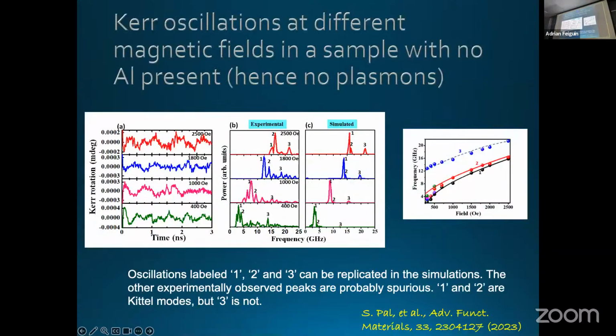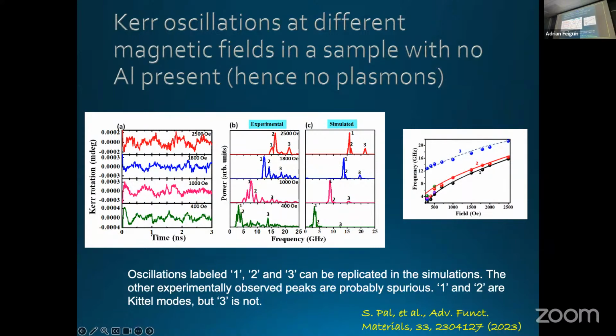So what do we see in this case? In this case, there are two sets of samples we have prepared, one with aluminum and the other without it. So aluminum is a source of plasmons. The one without aluminum has no plasmons. The one with aluminum has plasmons. So let's look at the one without plasmons, no aluminum.